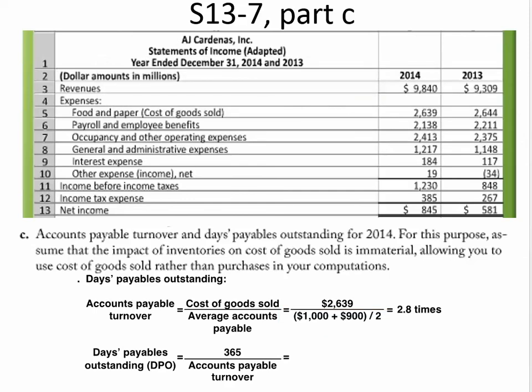So we end up with 2.8 times as our accounts payable turnover. Then moving down to the days payable outstanding, 365 divided by that 2.8 times. Then what we're going to get is 130 days.